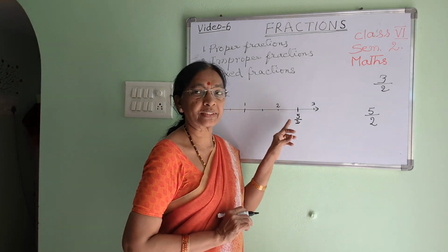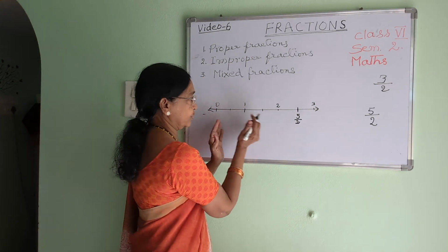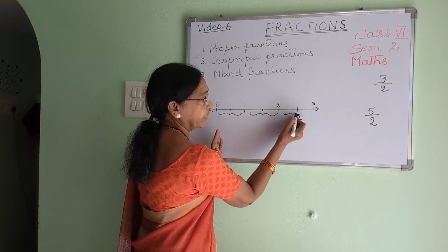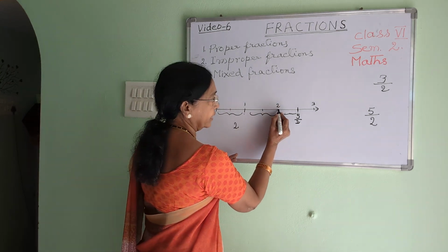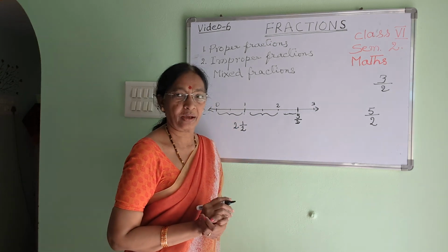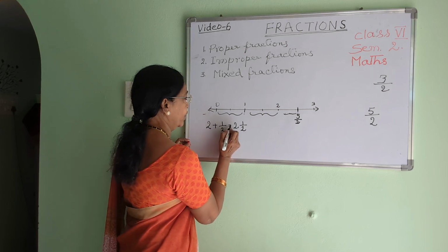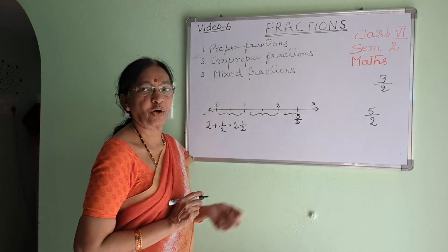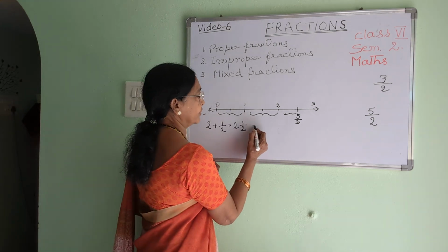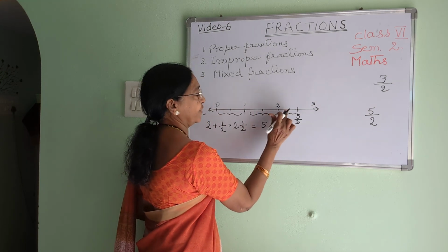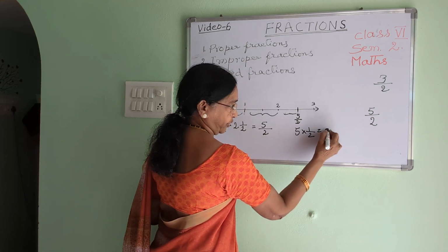Here the numerator 5 is greater than the denominator, and it is an improper fraction. In an improper fraction, there are some wholes. Here this is one whole, this is one whole, and this is one half. So how many wholes are there? 2 whole things and 1 half. So this can also be written as 2 and a half. This is actually 2 plus 1 by 2: 2 complete wholes and 1 half. Therefore, 2 and a half is equal to 5 halves: 1, 2, 3, 4, 5. 5 halves, which is written as 5 by 2.